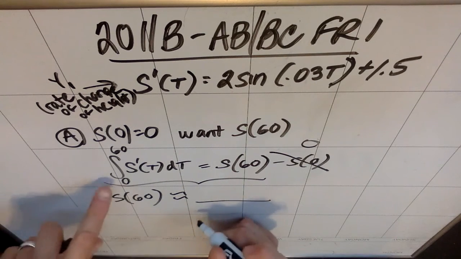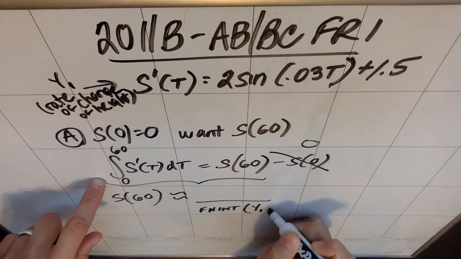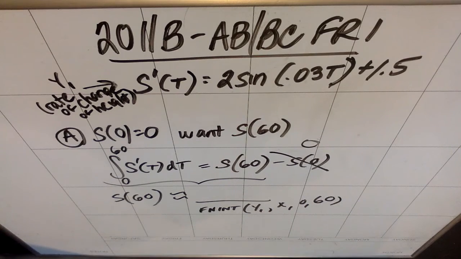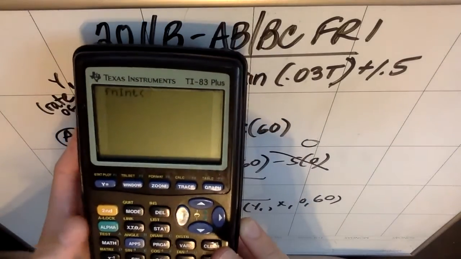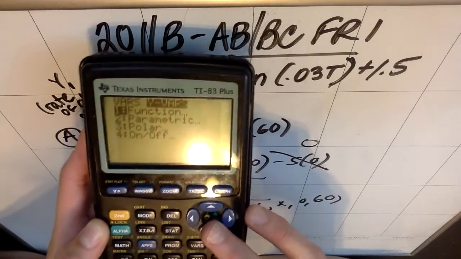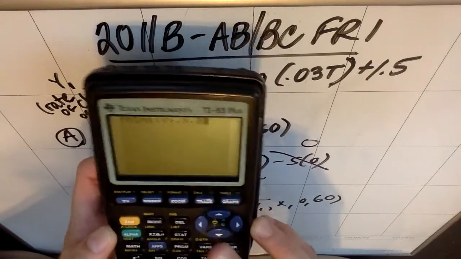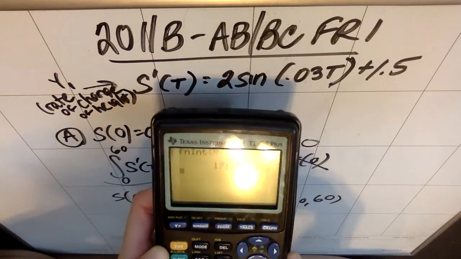In order to type this in my calculator, I'm going to do function integrate, which is math 9, y1 with respect to x, because that's my t right now, from 0 to 60. So I go ahead and hit math 9. I go to vars and over to yvars, and I pick function and y1, comma, with respect to x from 0 to 60. Again, you want to get quick at typing stuff in your calculator.